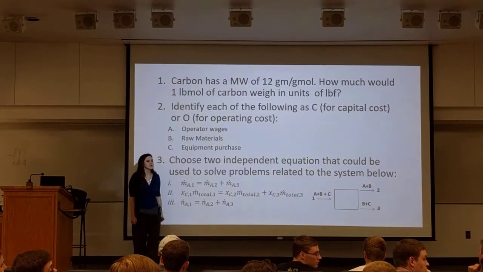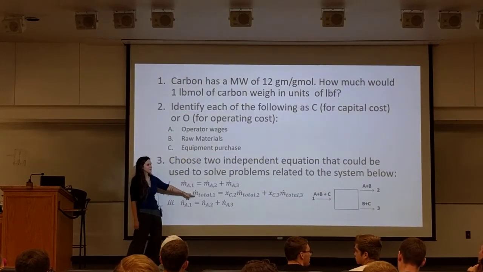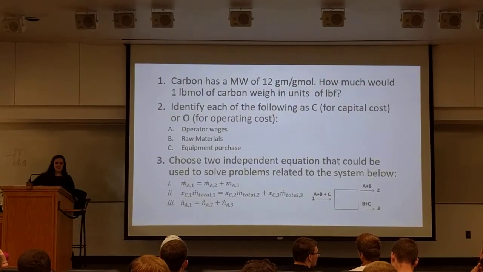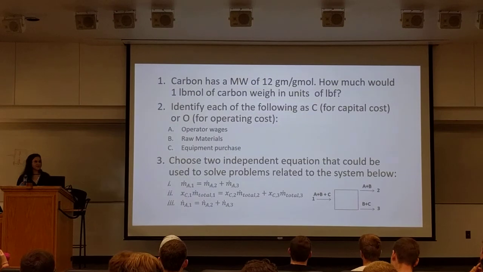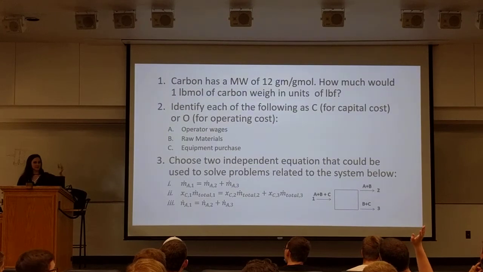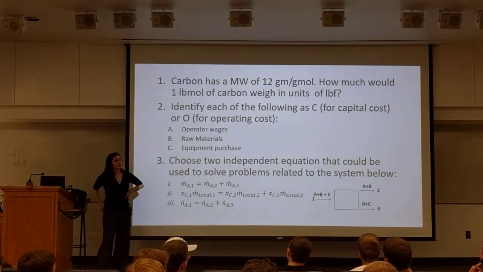Wait, is that mass flow rate or is it mass? This is mass flow rate. The dot is for flow rate. Any other questions about that? Yes? For number 1, you check multiply LDMs by their LDMs.